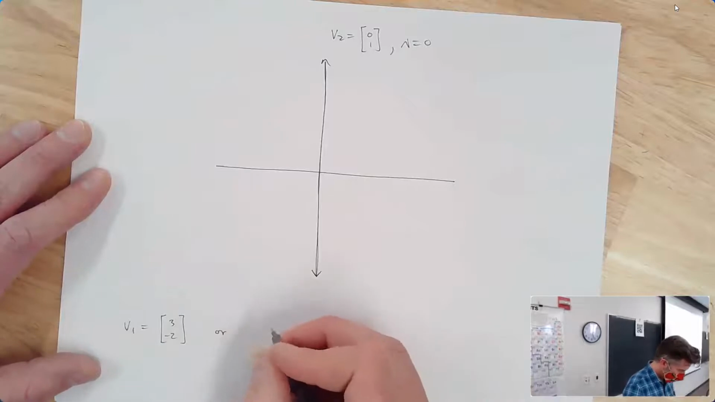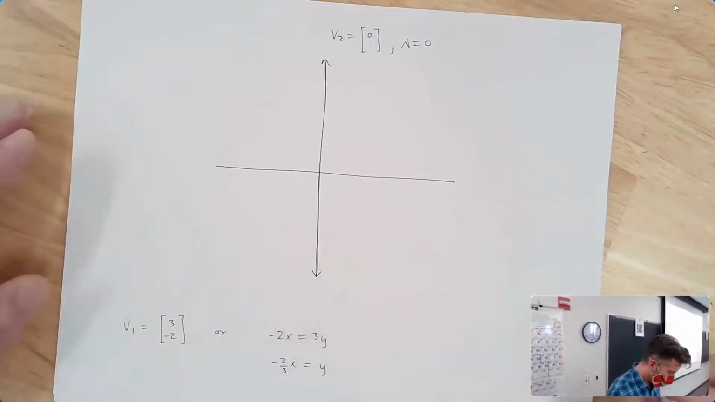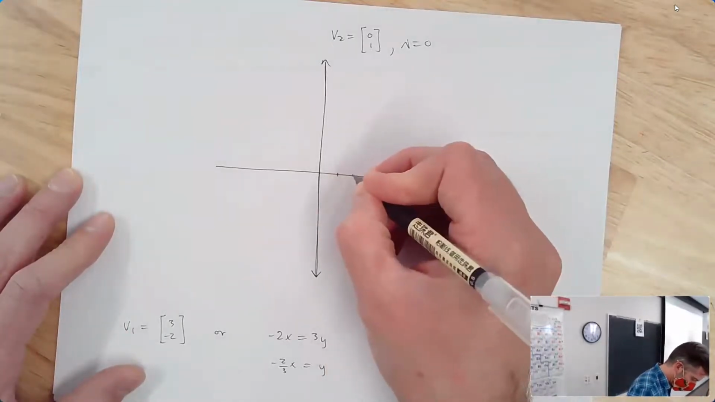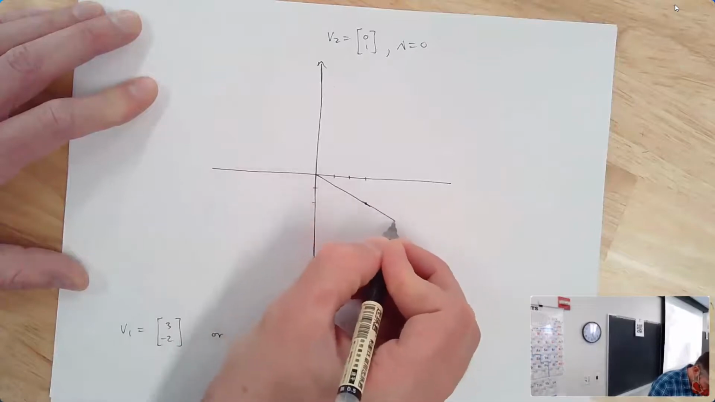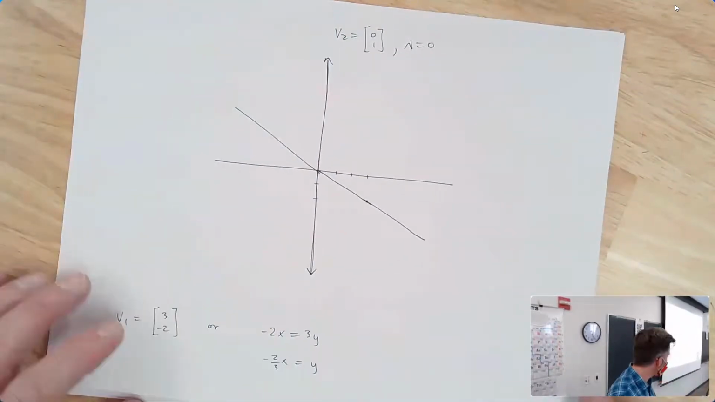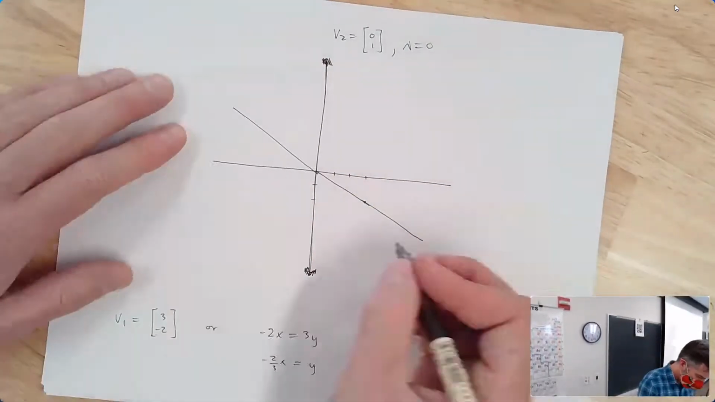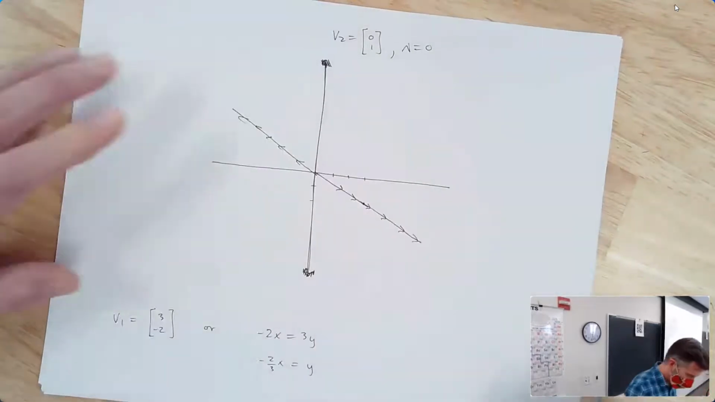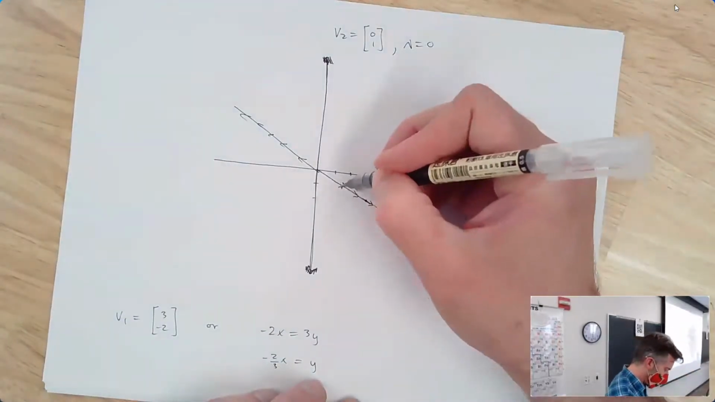Or if you prefer, -2x equals 3y, which means y equals -2/3 x. So when I draw that line, I go over 3 and down 2. Maybe I do this just very slightly misleadingly. I don't want these here, but I do want these arrows here, because along this eigenline, my lambda is positive. It was +3. So if I start at this point here, I'm just going to go in that direction.